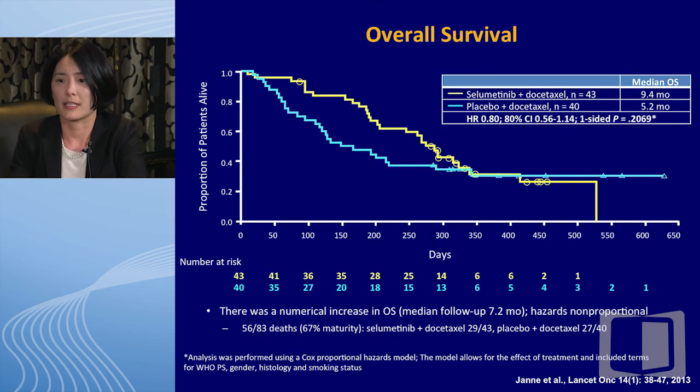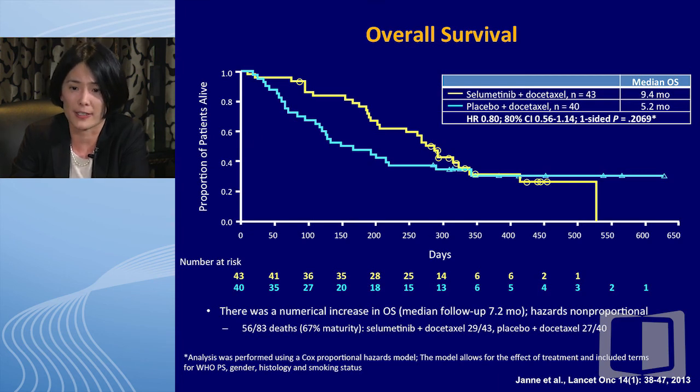Here you can see that for overall survival, there was definitely a trend toward improvement with the combination of selumetinib with docetaxel. Median OS was 9.4 months, compared to 5.2 months. However, that did not reach statistical significance, so the primary endpoint of the study was actually not met.